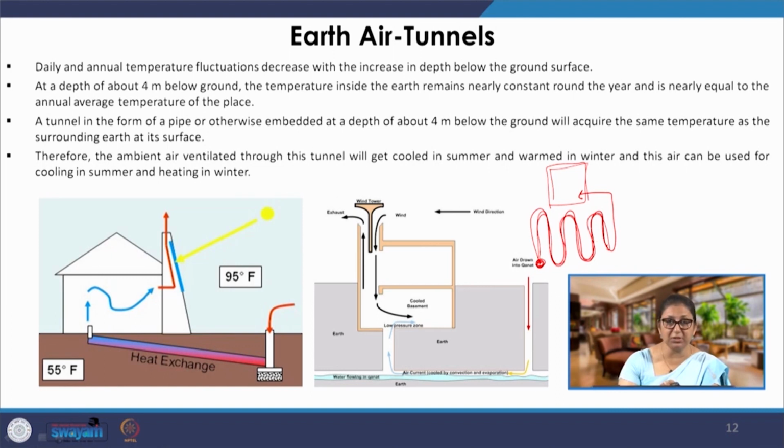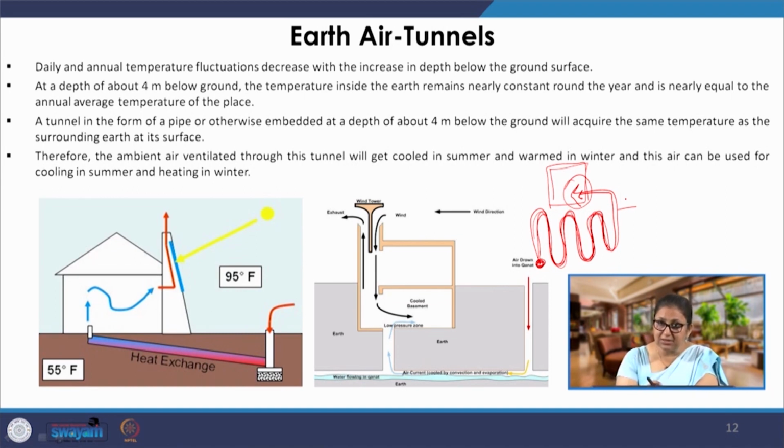So, if it is extremely cool air here, when we allow it to move through this, it will take up the heat from the ground. It will warm up when we supply it into the building directly, or maybe we take that air into an AHU. This air becomes pre-cooled or preheated air when we pass it through the earth air tunnel.